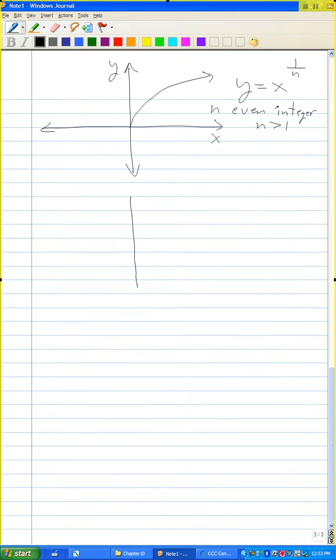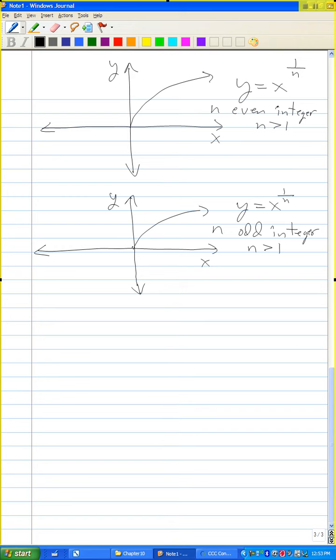Next, suppose you want to graph y equaling x to the 1 over n, where n is an odd integer and n is greater than 1. In which case it'll look something like this. It'll be symmetric about the origin. Okay.